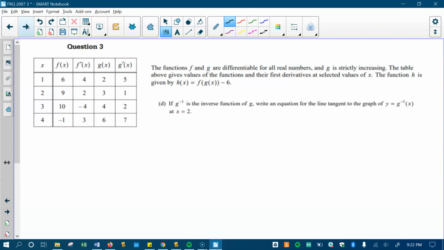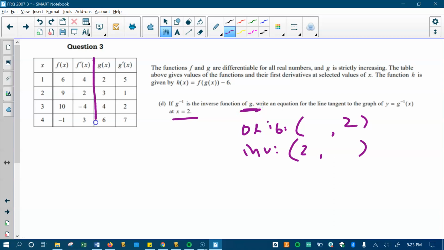Next. If g inverse is the inverse function, write an equation for the line tangent at x equals 2. Okay, at x equals 2. Well, x equals 2 is on the inverse. So on the inverse, x is 2. On the original, the y value is 2. So I need to look on the original function for g, so I'm only looking at this column, the y value of 2, and the y value of 2 is right here. And that has an x value of 1. So that x value of 1, that's my buddy point.